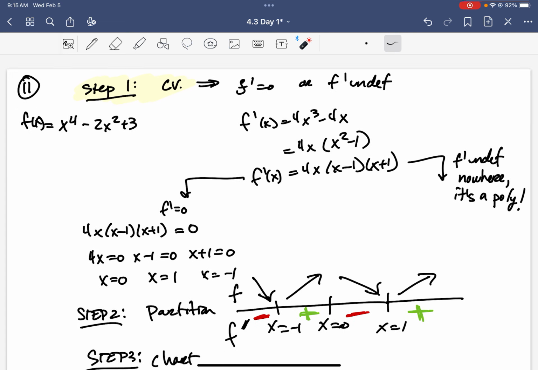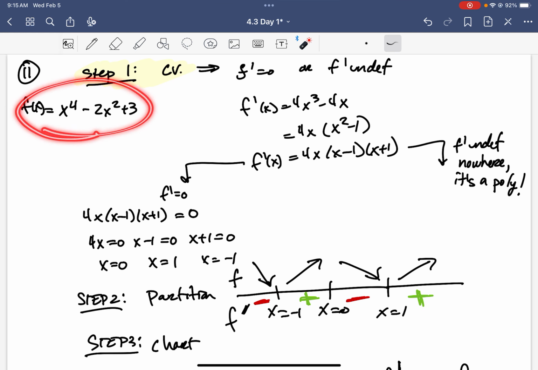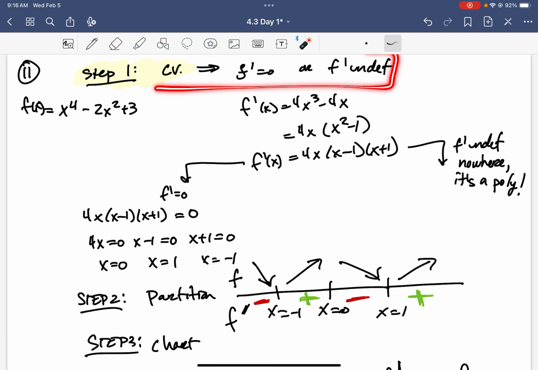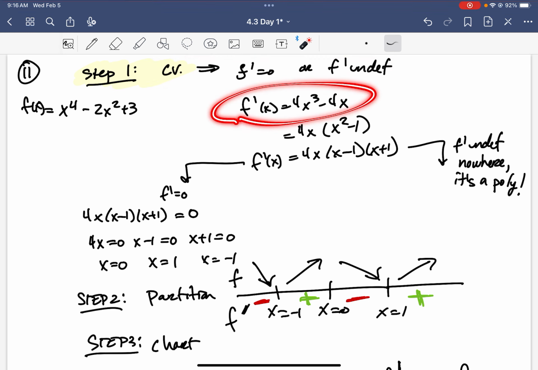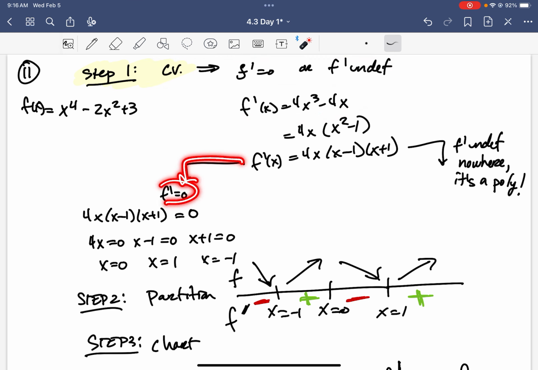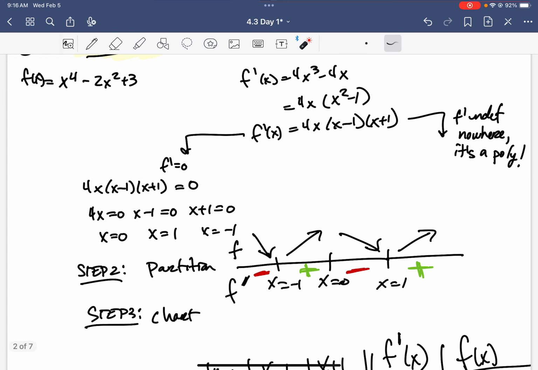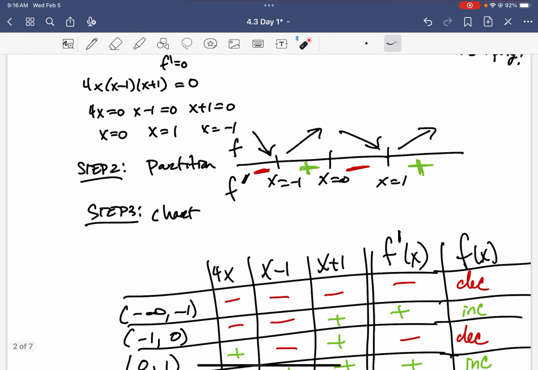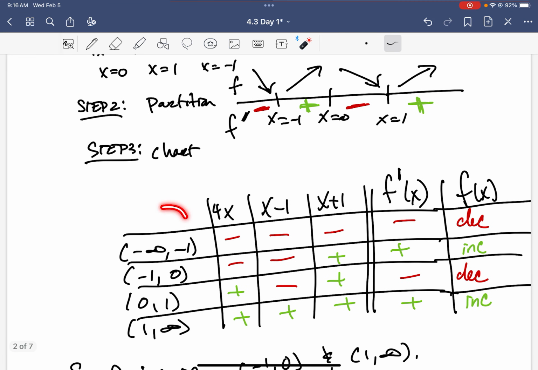So for 11, if I have this function and I want to talk about increasing, decreasing, I write it out and I take my derivative and then I say, where is it equal to 0 or undefined? Since it's a polynomial, it's defined everywhere, so there are no undefined points. When I factor that, because we like factored things, I find out that these are my critical values. Step 2 is to partition our interval and make 3 cuts. When I make 3 cuts, I get 4 pieces. I use that to chart.